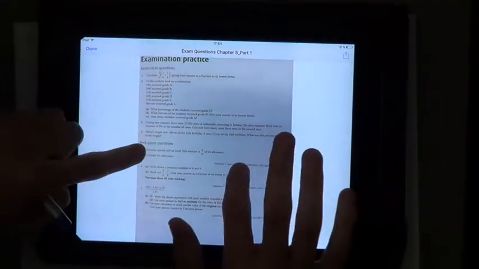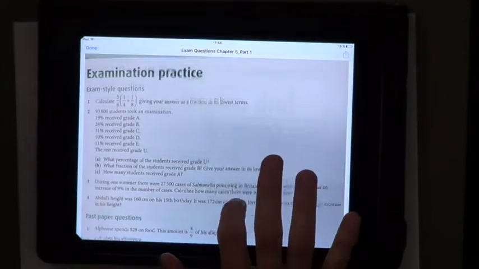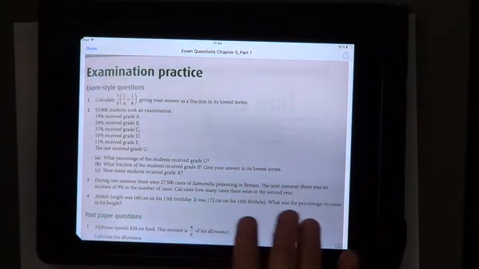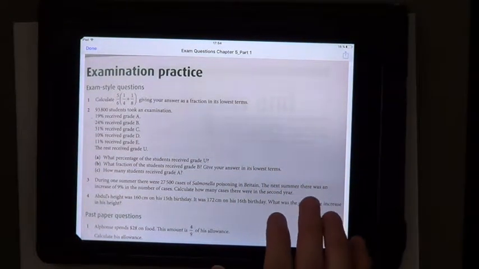Okay, so this is chapter 5, which is fractions. So, we're just basically gonna practice some questions now.